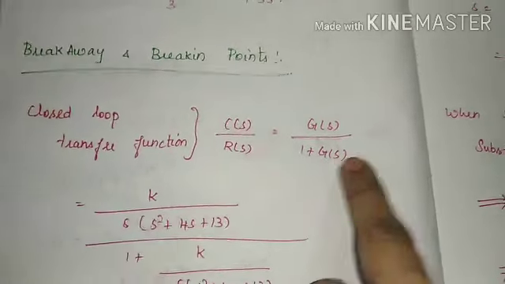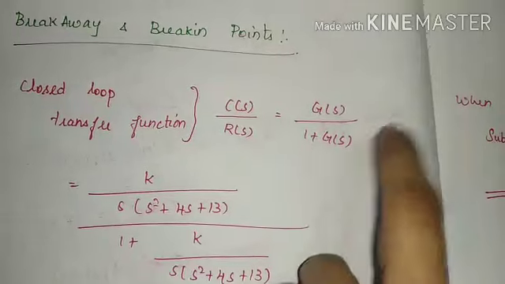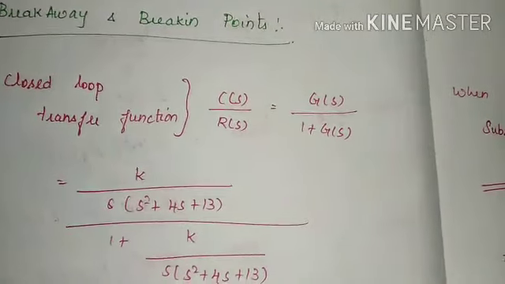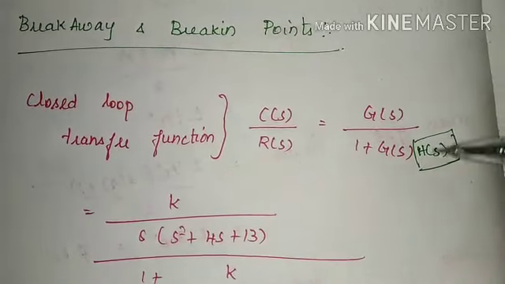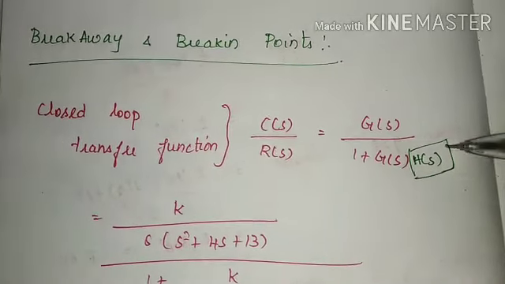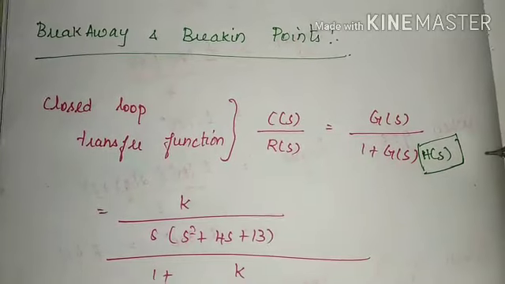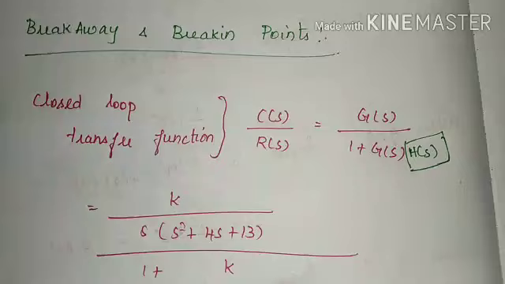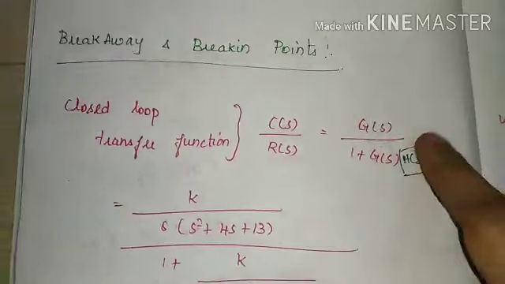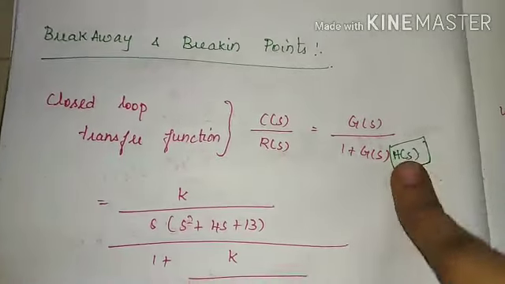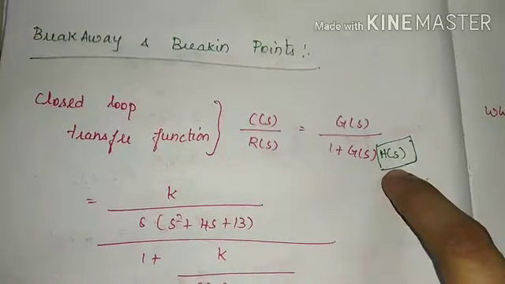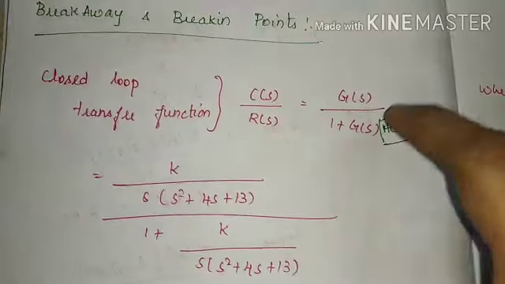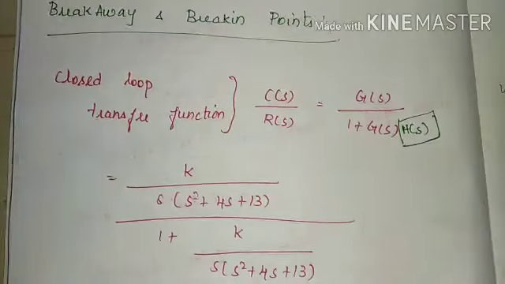Why? Please mention in the comment box why I have removed H of s here. Else you have to mention this value of H of s. Please mention the value of H of s in the comment box. How can I take this value? What is the value of this H of s? Right? So this is a very important point. So only I am asking you to mention it in the comment box. If you substitute this value wrongly, this entire problem will become wrong.